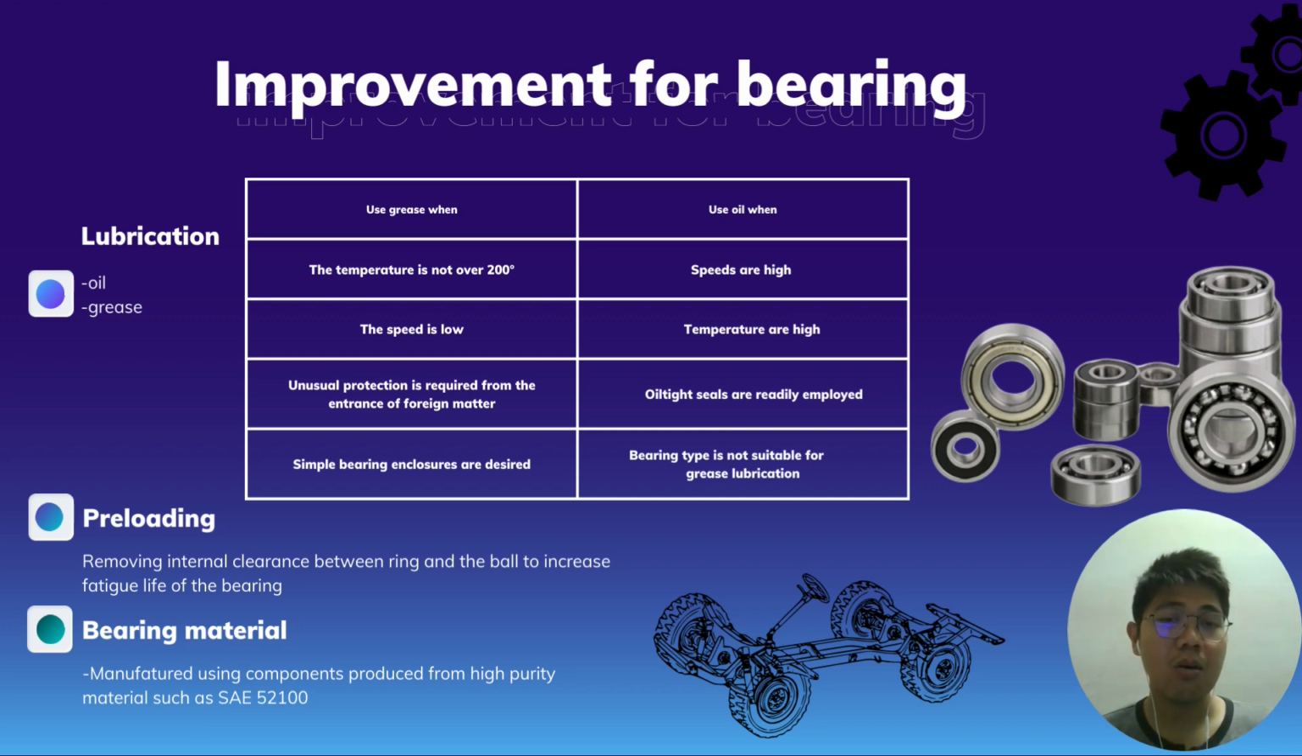and also when the temperature is high, and also when outlet seals are readily employed. And then by using preloading, we are removing internal clearance between the ring and the ball to increase the fatigue life of the bearing. And by choosing the correct material, such as high purity material, we can get a long-lasting bearing.